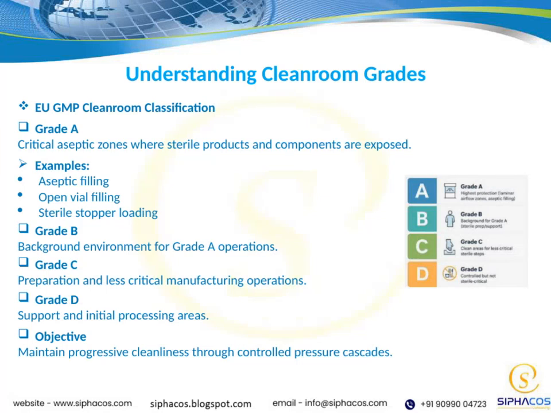Let's dive into cleanroom grades, a key part of maintaining sterile environments. Grade A is the heart of critical aseptic zones, where sterile products are directly exposed. Think aseptic filling, open vial filling, or sterile stopper loading. Surrounding that is Grade B, the background environment supporting Grade A. Then we have Grade C, used for preparation and less critical tasks. Finally, Grade D covers support and initial processing areas. The goal here is clear: to keep cleanliness progressively tighter, using controlled pressure cascades to protect every step.